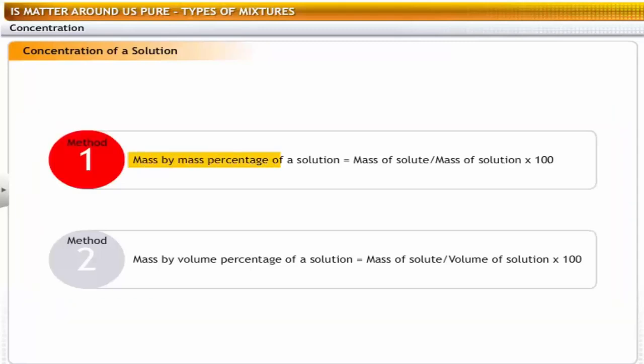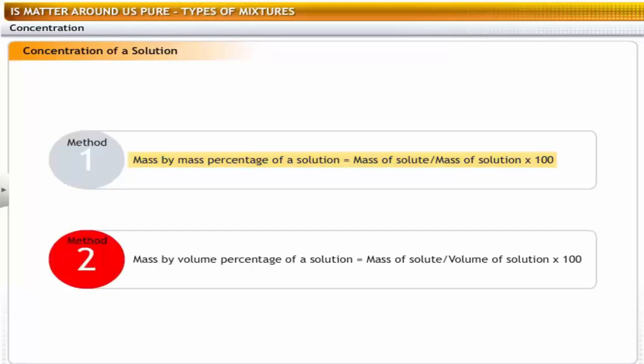Mass by mass percentage of a solution is equal to mass of solute divided by mass of solution multiplied by 100. Mass by volume percentage of a solution is equal to mass of solute divided by volume of solution multiplied by 100.